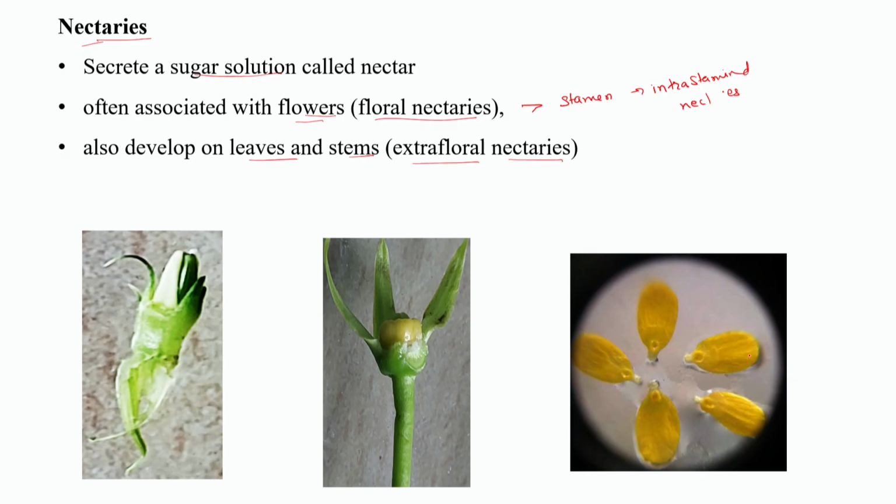Now these figures just show you how these nectaries are present. You can see a petal here, of a Ranunculus species. These are the petals of a flower of this Ranunculus species, in which you can see that the nectaries are present in the form of a nectar pocket. So every petal will have a nectar pocket, and that nectar pocket will contain nectaries.